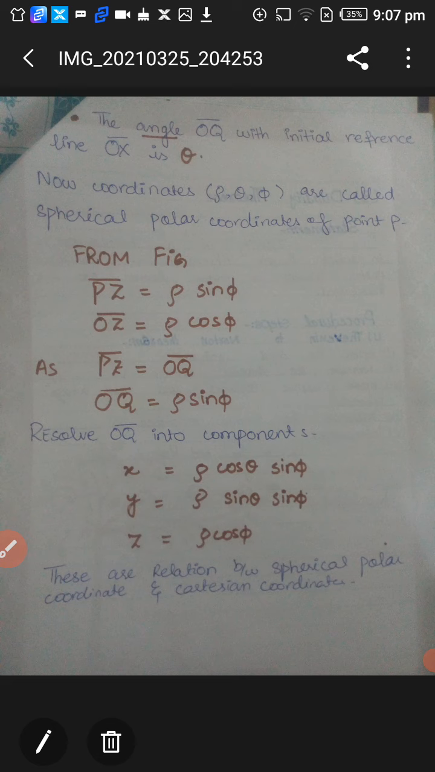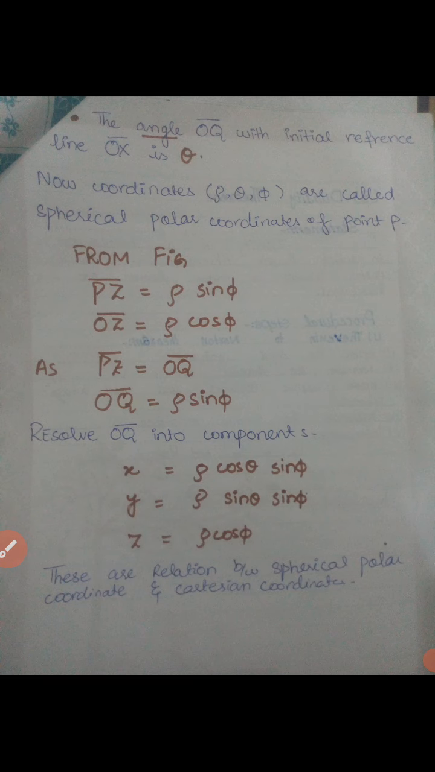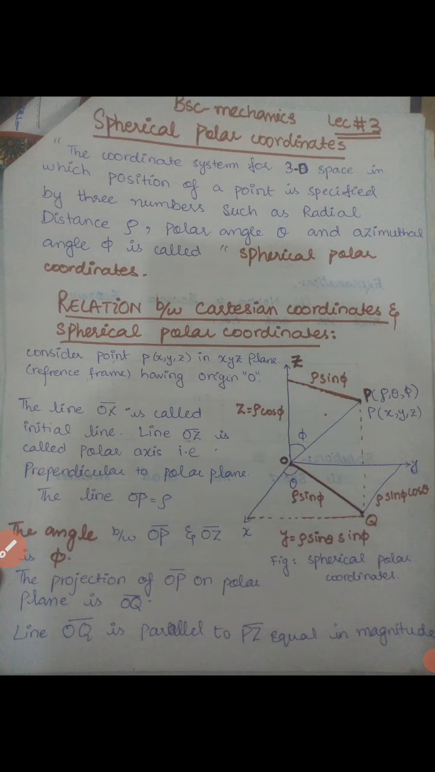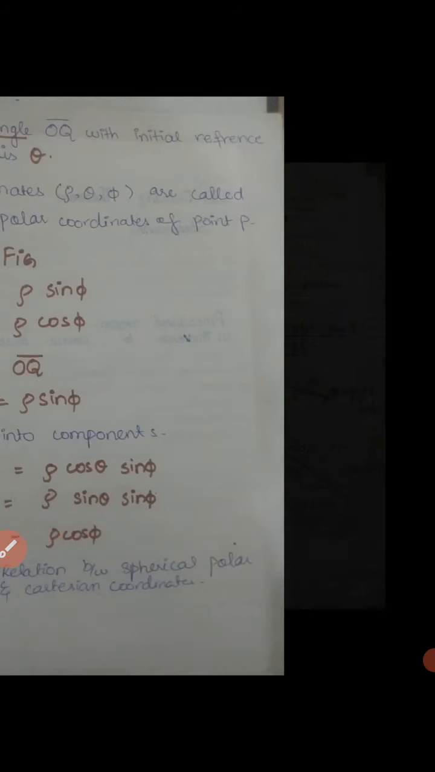So resolve OQ into two components. Now I will resolve OQ into two components. By the figure, OQ is equal to rho sine phi. You can see OQ is equal to rho sine phi.